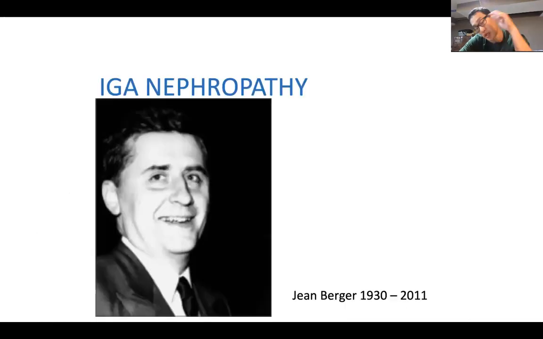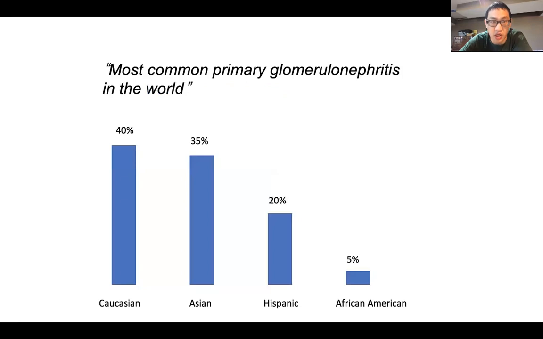IgA nephropathy was originally called Berger's disease, named after Jean Berger, a French physician. It came about because immunofluorescence came about. The definition is that you must have IgA-dominant staining on immunofluorescence. So IgA nephropathy didn't really exist until immunofluorescence existed in the mid 60s or so, and it was first described by this fellow, which is why it was named Berger's disease for so long.